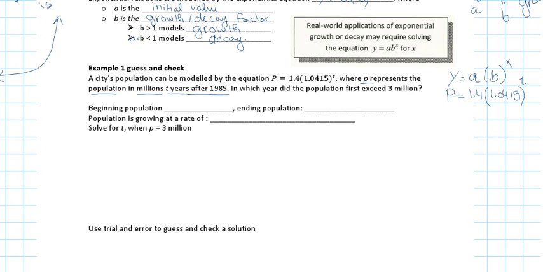So you have to be careful that the value of T is whatever number after 1985. So 1985 is your year 0. Right? And then everything after that is going to go 1, that means it's 1986. 2, 1987. And so on and so forth.